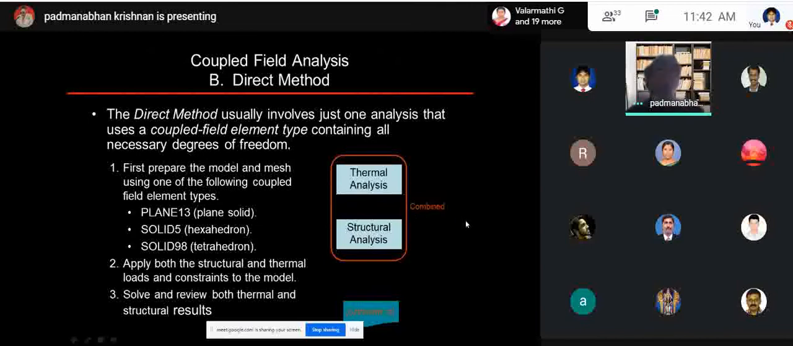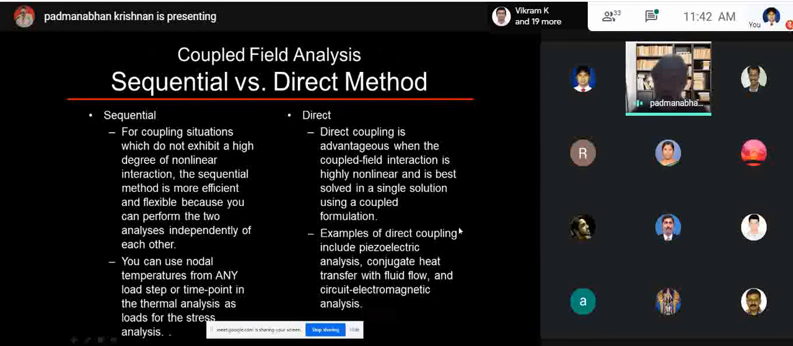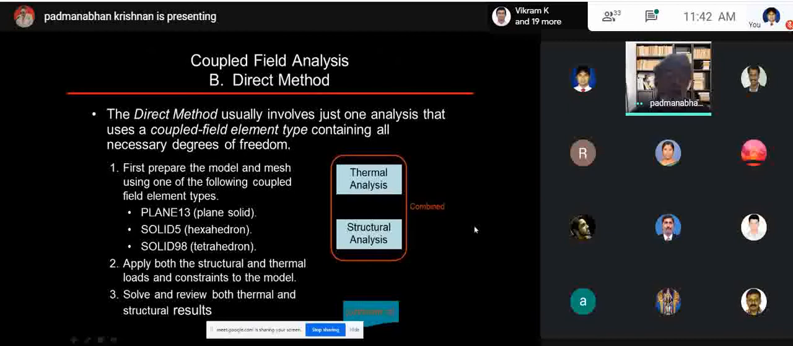So the direct method prepares a model according to the element description, and you can apply both the structural and the thermal loads and constraints to the model. Solve and review both thermal and structural results. So the direct method usually involves just one analysis that uses a coupled field element type containing all the necessary degrees of freedom, thermal as well as structural.